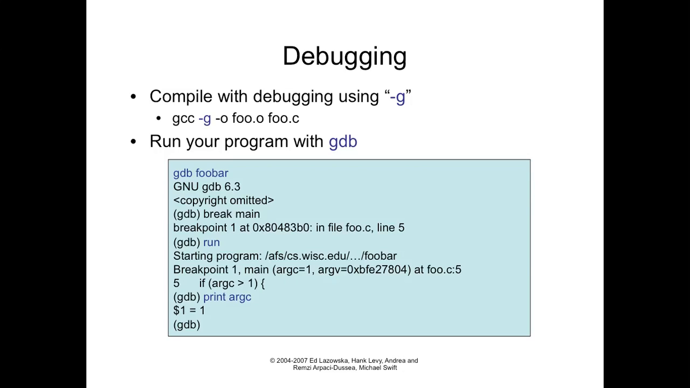So one useful command is where. Where will print out the stack trace of all the functions that were called to get to where you are, and it'll print out the arguments to all of those functions so you can see where you are in your code. If you just have a main function, this is pretty useless because you'll always be in your main function. But if you have more than one function, this can help. List will list the code around where you stopped running.